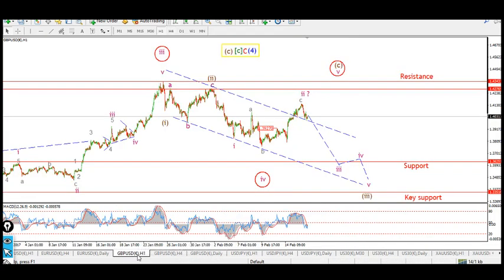So let's go into the 1-hour chart, or the hourly chart, let's say. What I'm tracking at the moment is wave 1 ABC correction, wave 2, and a 1 ABC correction, wave 2 again. So a 1-2-1-2 pattern to the downside.